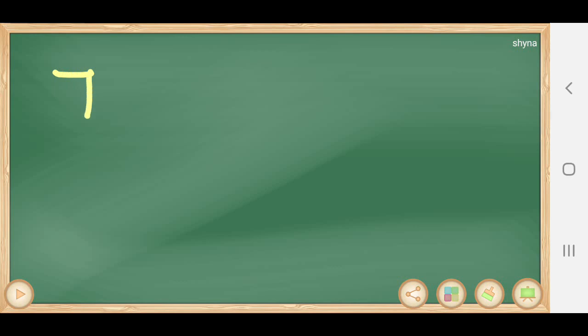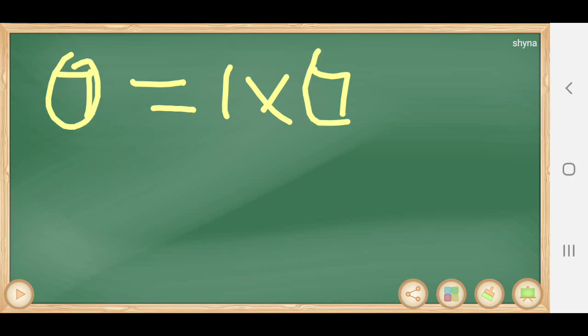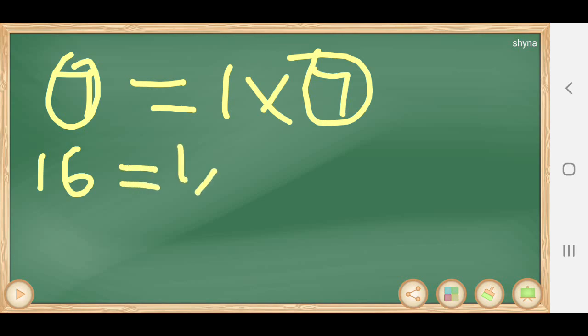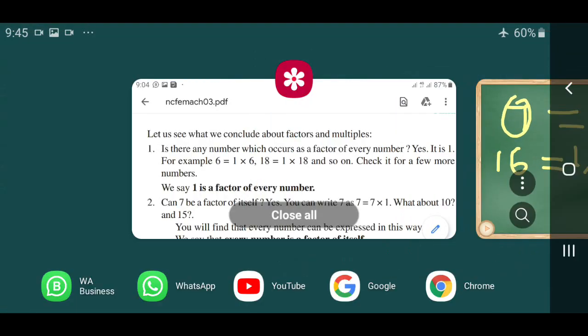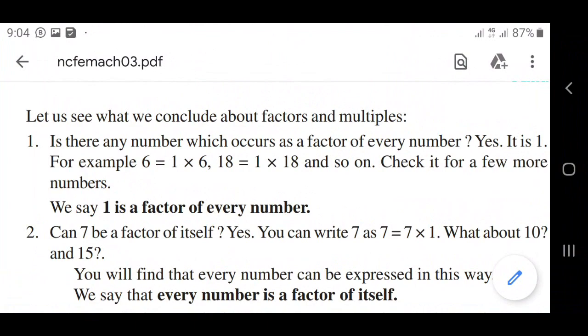If you are taking the number 7, what factors can you write? 1 into 7. Here 7 is there. If you are taking another number, 16, what are the factors of 16? 1, 2, 3 is not a factor, 4, 5 is not, 6 is not, 7 is not, 8 is a factor. Then 16. So here also 16. So every number is a factor of itself. The second property is every number is a factor of itself.